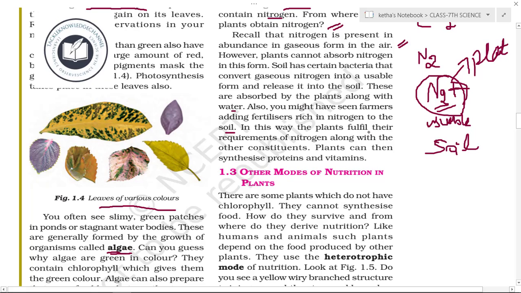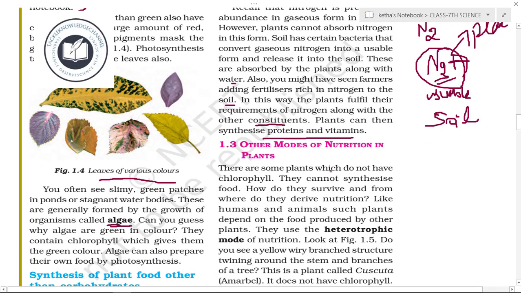In this way, the plants fulfill their requirement of nitrogen along with the other constituents. The plant can then synthesize proteins and vitamins also.